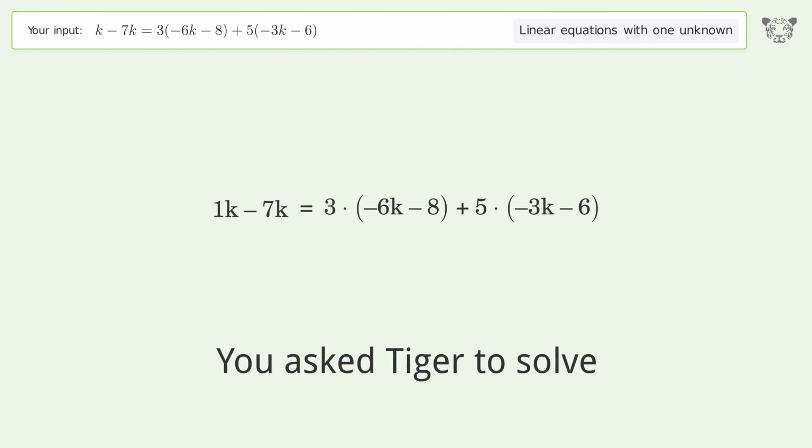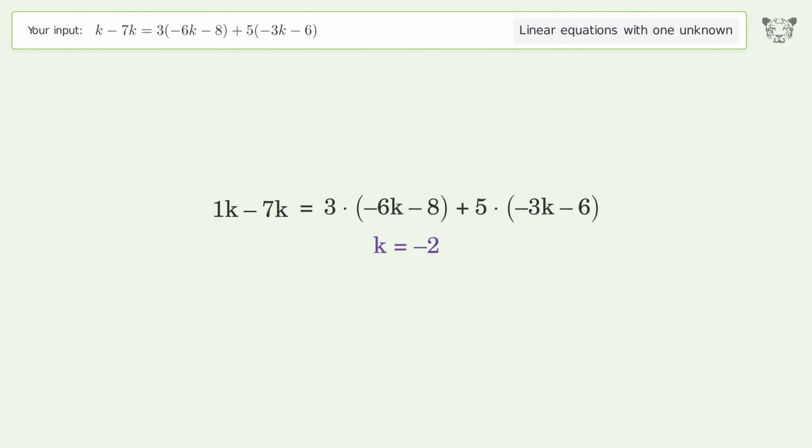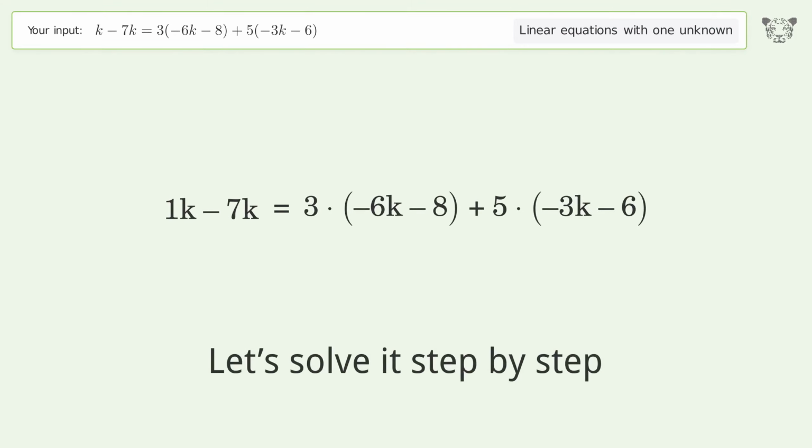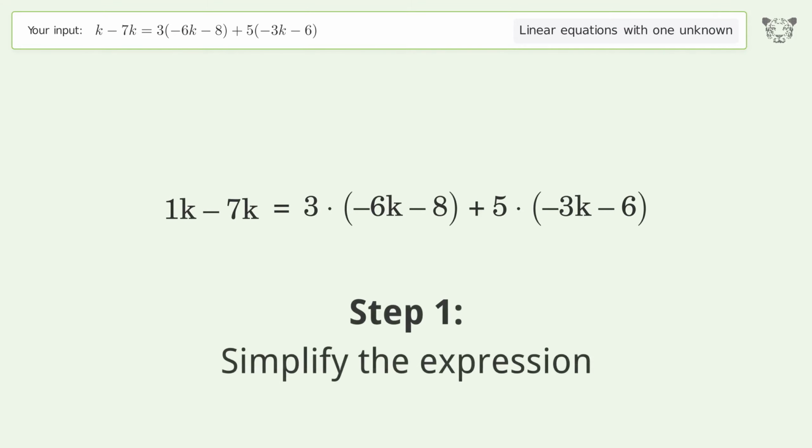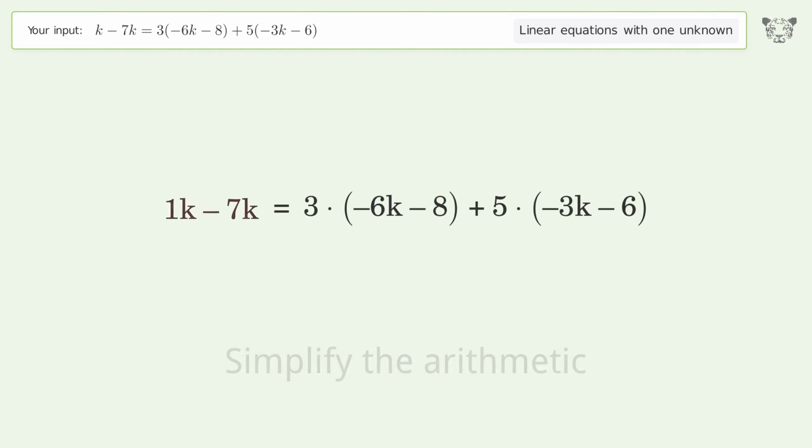You ask Tiger to solve. This deals with linear equations with one unknown. The final result is k equals -2. Let's solve it step by step. Simplify the expression. Simplify the arithmetic.